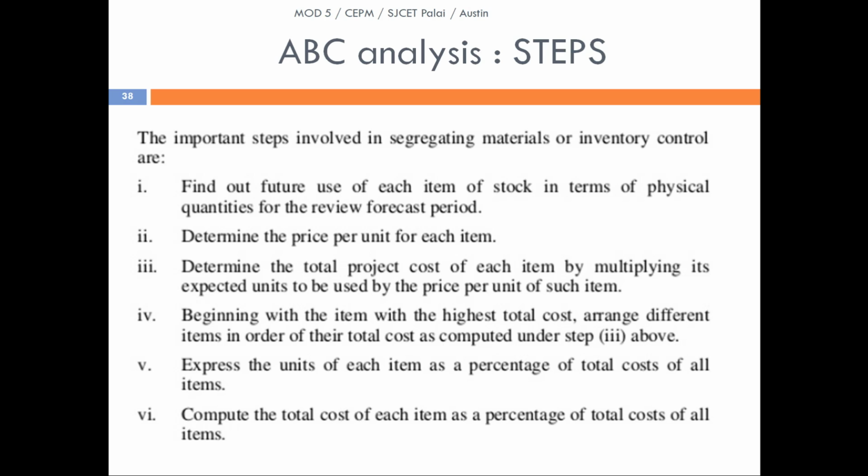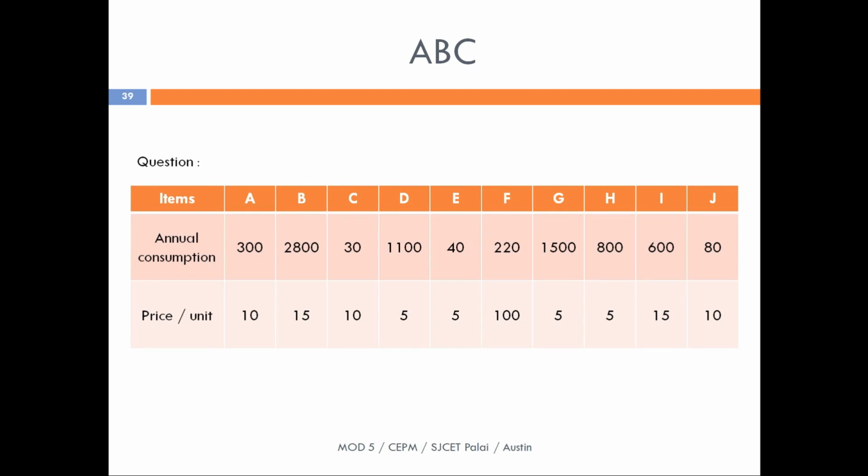Then after that, we will arrange this total cost in descending order from the top. And then the fifth step, we will find the percentage of total cost of all items. Then we will find the cumulative percentage, and from that we will be able to understand which are class A, class B, and class C. So the ABC analysis steps are just 6 points, but this requires a large amount of work to find out which category belongs to A, B, and C. Let's solve this by seeing a problem.